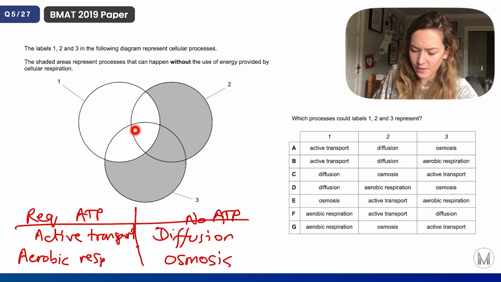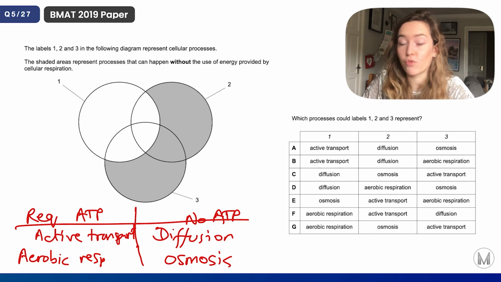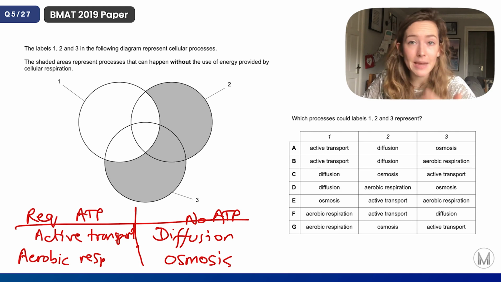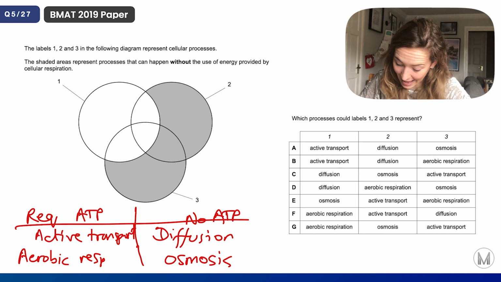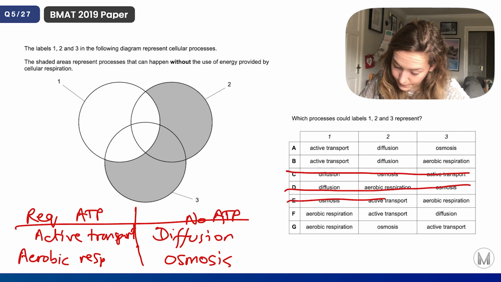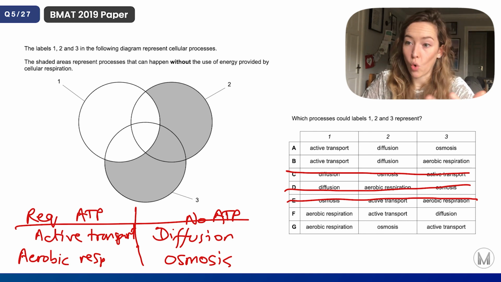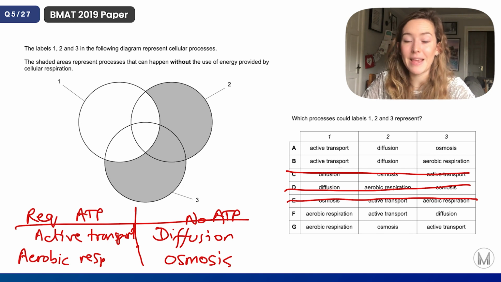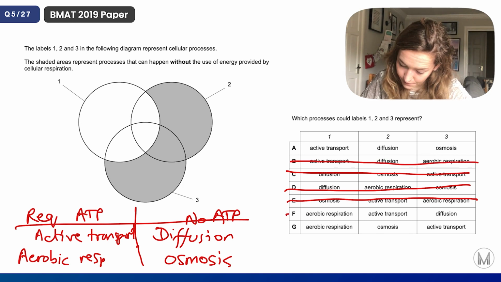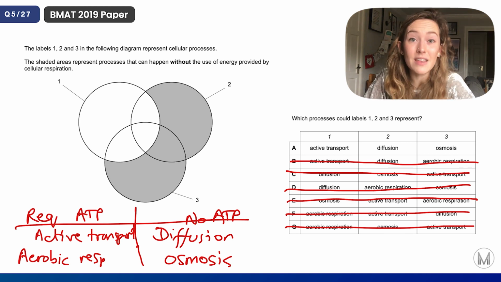Area 1 is unshaded, so we know that this process does require ATP. It's an active area. So it means that active transport and aerobic respiration are the only processes that can be in Area 1. And that immediately means I can eliminate C, D, and E. So let's get rid of those. Areas 2 and 3 are shaded, so we know that those areas do not require ATP. So that means that Area 2 can only be diffusion and or osmosis. So from this we can eliminate B, F and G. Therefore, we can see that A is our answer.